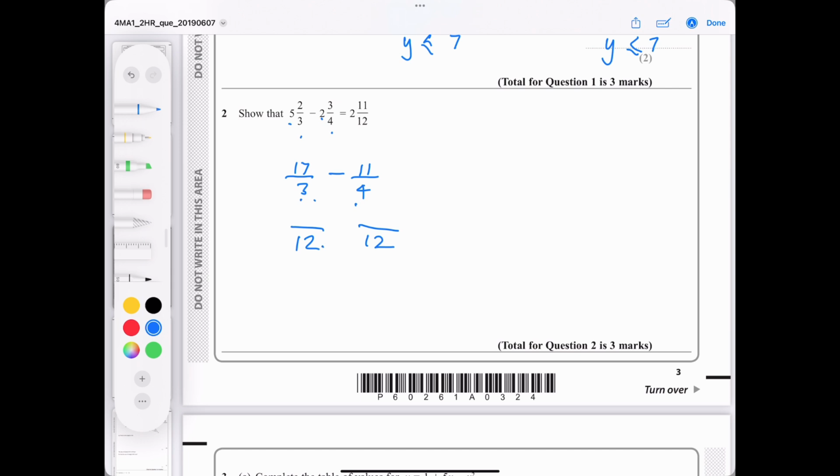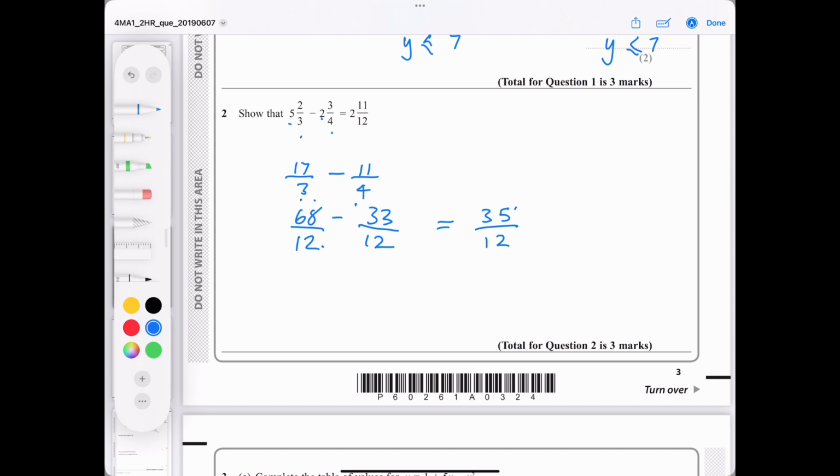3 goes into 12 4 times, so 4 times 17 is 68. 4 goes into 12 3 times, so 3 times 11 is 33. If you can't think of the lowest common denominator, you can always just multiply them out. In this case, it just is the multiplying out. So then you take 33 from 68 and you get 35 over 12.